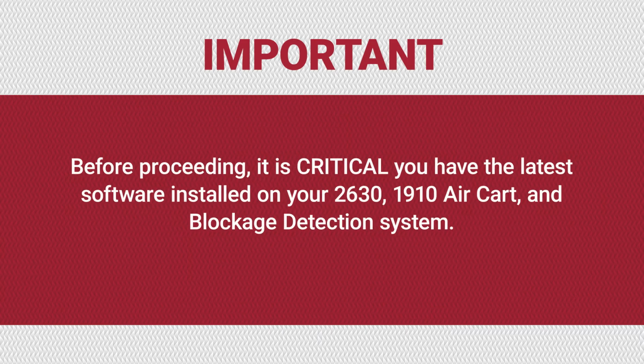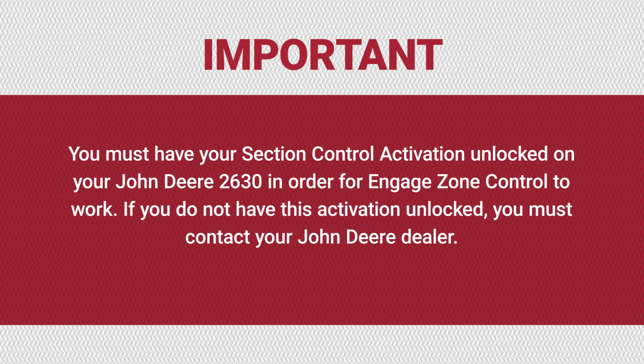Before proceeding, it is critical you have the latest software installed on your 2630, 1910 air cart and blockage detection system. You must have the section control activation unlocked on your John Deere 2630 in order for Engage Zone Control to work. If you do not have this activation unlocked, you must contact your John Deere dealer.